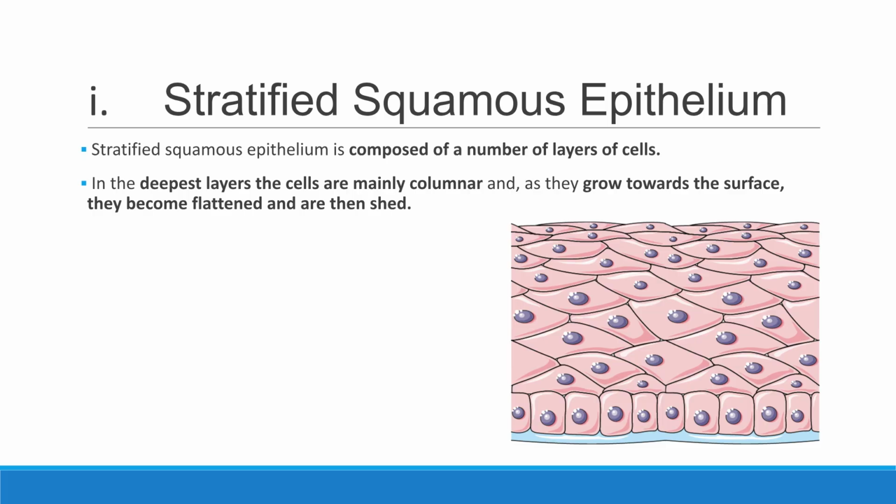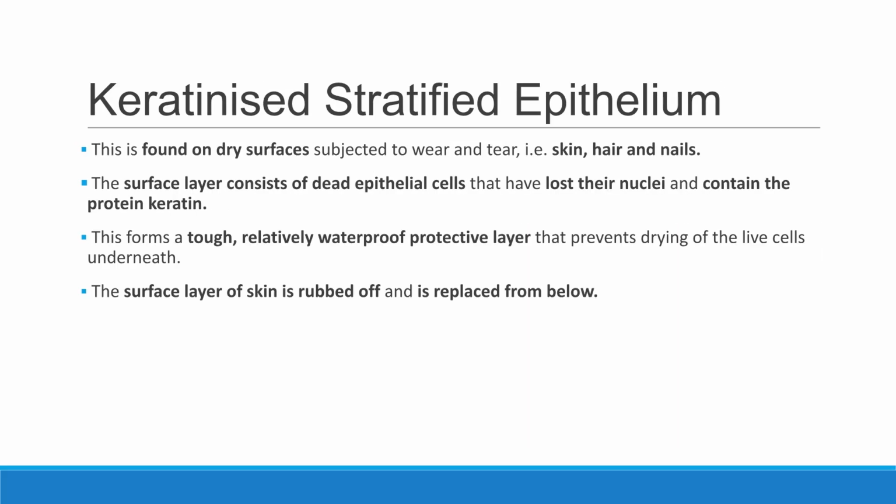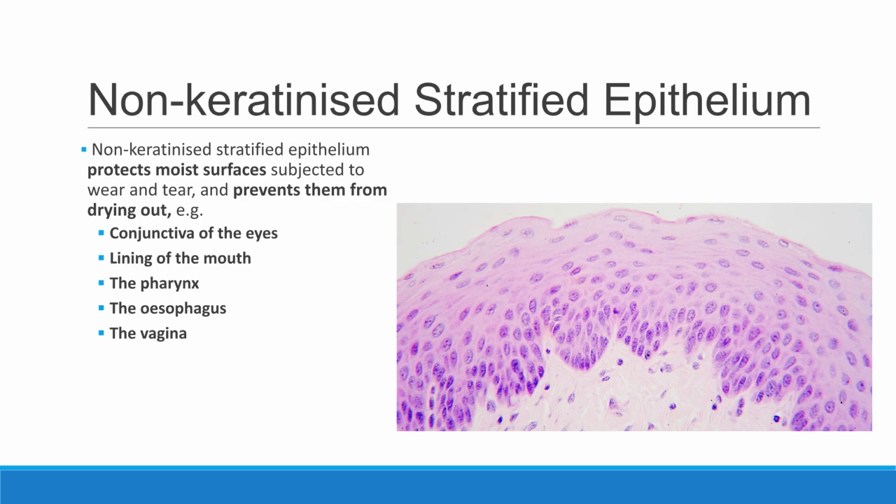Stratified squamous epithelium is composed of multiple cell layers. Deepest layers are columnar, and as cells move toward the surface, they flatten and are eventually shed. Keratinized stratified epithelium is found on dry, wear and tear-prone surfaces like skin, hair, and nails. The surface layer contains dead cells with keratin, forming a tough, waterproof protective barrier that is continually replaced from below.